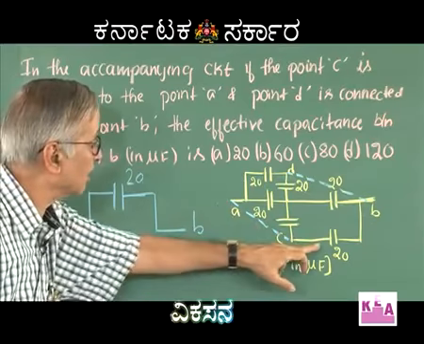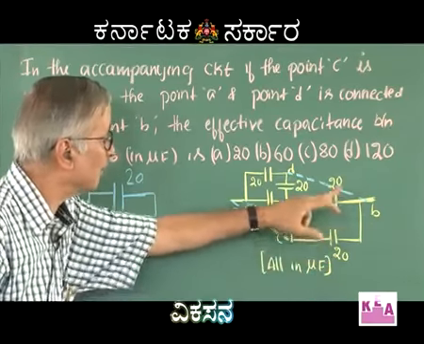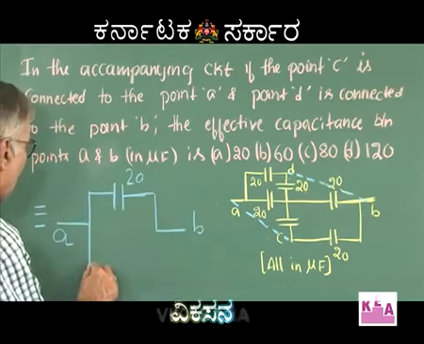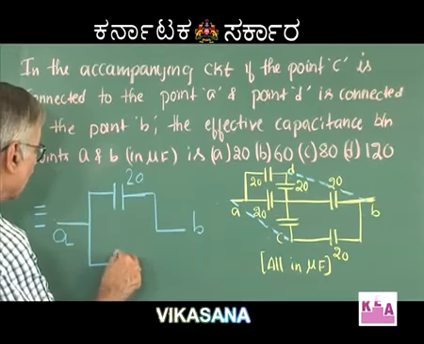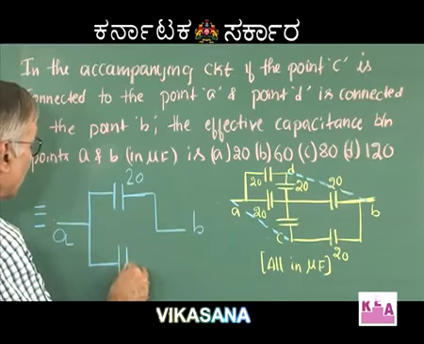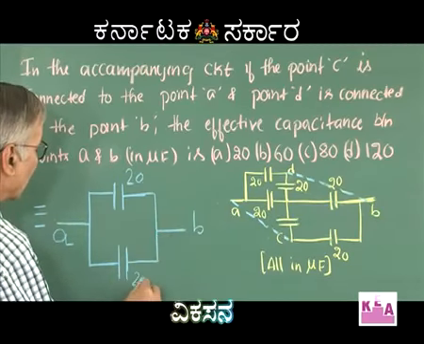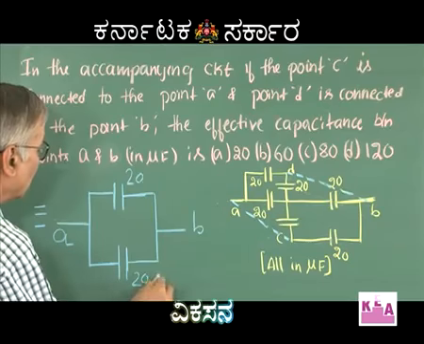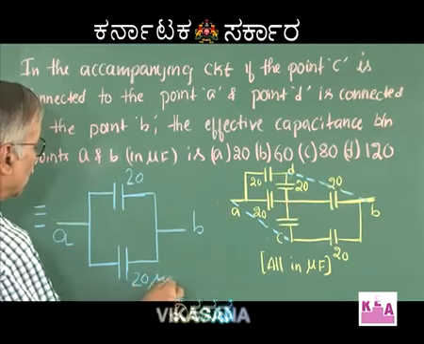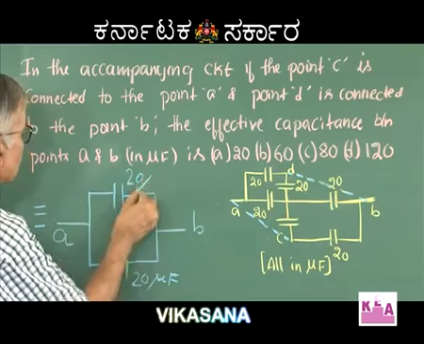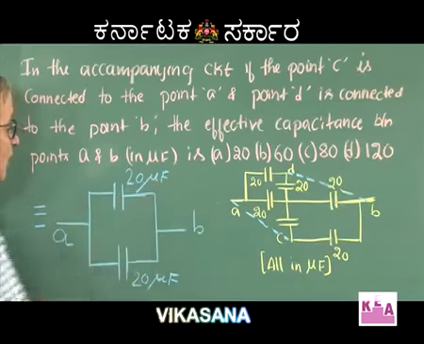So, A is connected to first plate, second plate is connected to B. Again, A is connected to the first plate and the second plate is connected to B. As you can see, note that the capacity is again 20 microfarad. This also is 20 microfarad.